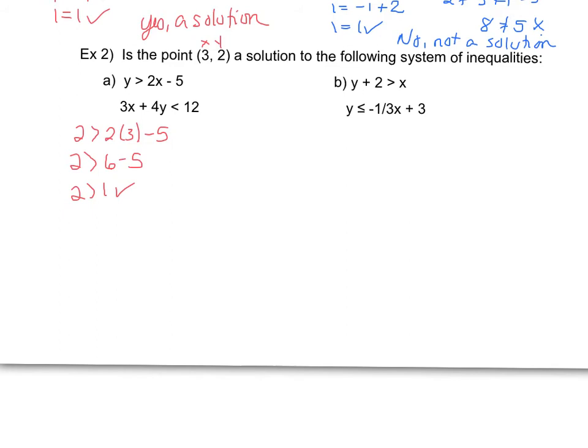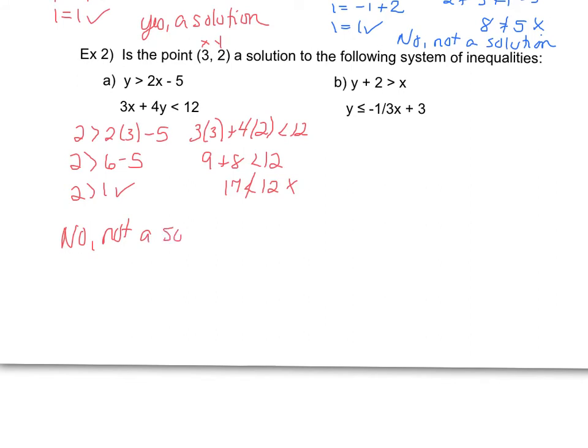Plugging into my second equation as well. 3 times 3 plus 4 times 2 is less than 12. So 9 plus 8 is less than 12, which means that 17 is less than 12. Well, I know that that is not true, so that one did not work. So no, 3, 2 is not a solution to that system of inequalities.